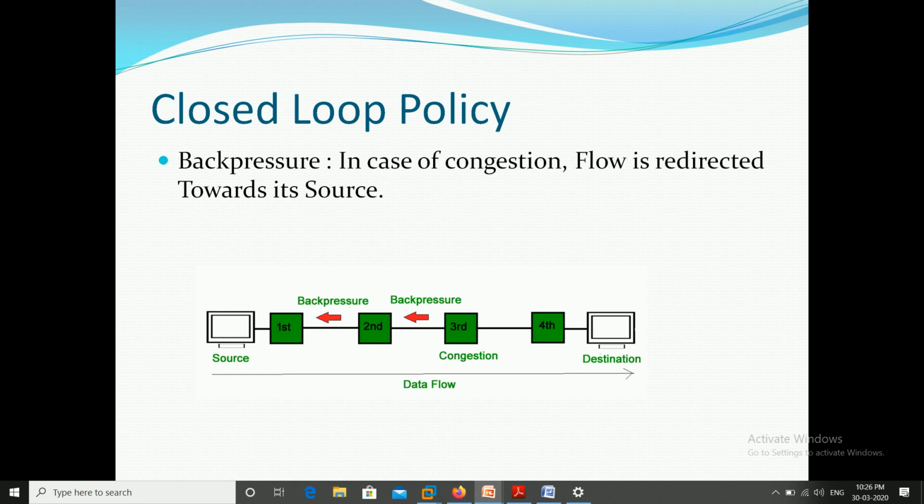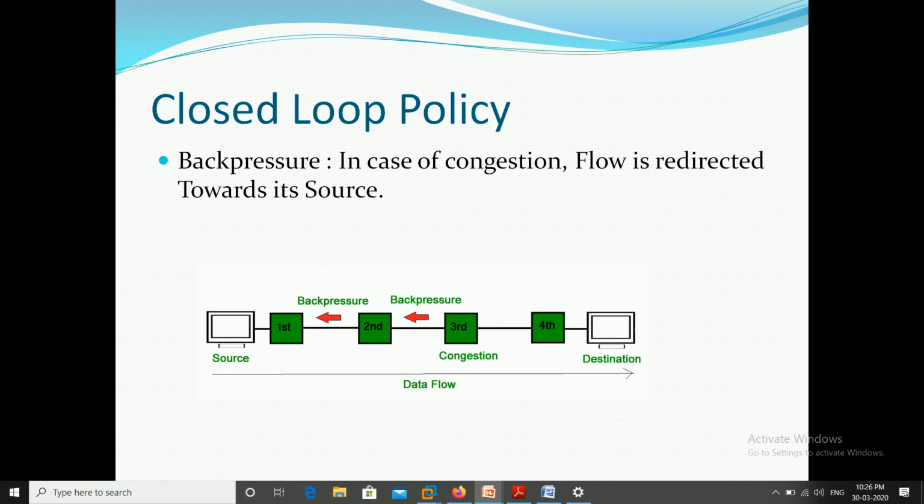Back pressure, how can we define pressure? Pressure is basically force. In physics, pressure is a force. Back pressure, back force. Now you'll see the figure. What we can understand, we have the source, we have the destination. The data flow is from left to right. You can see in the figure.